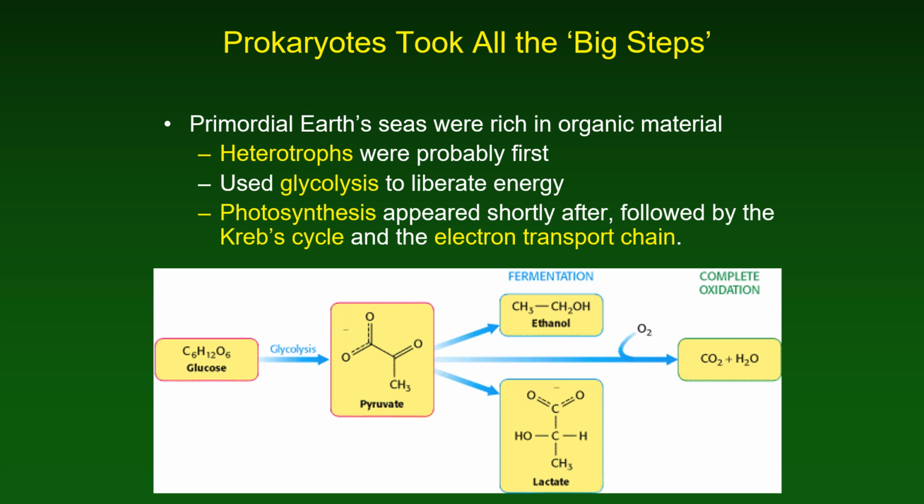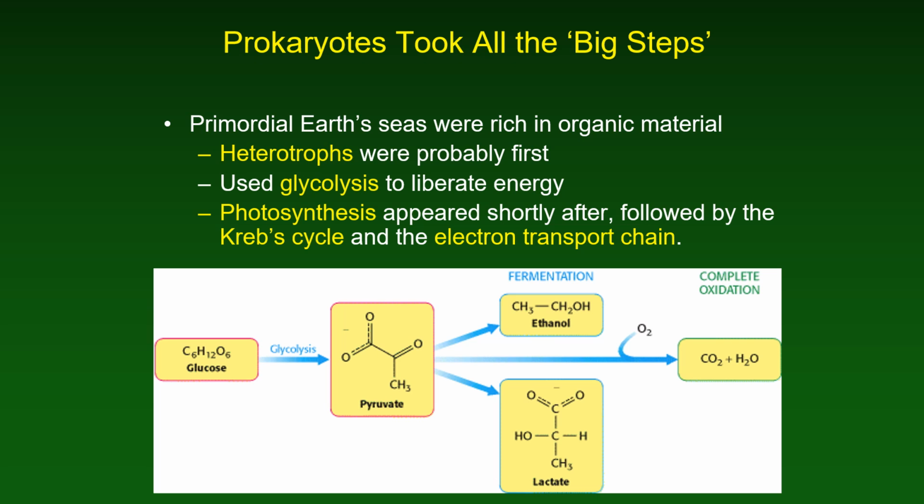So the sunlight is their source of energy. But prokaryotes took all the big steps. They invented these different metabolic pathways. For heterotrophs, things that need to break down outside food, the very first step is something called glycolysis.